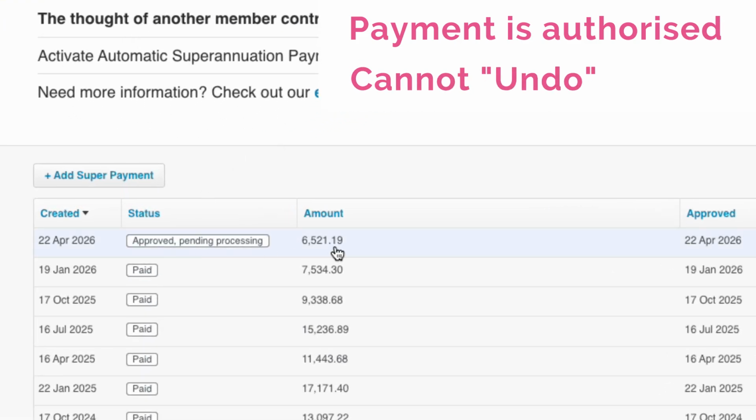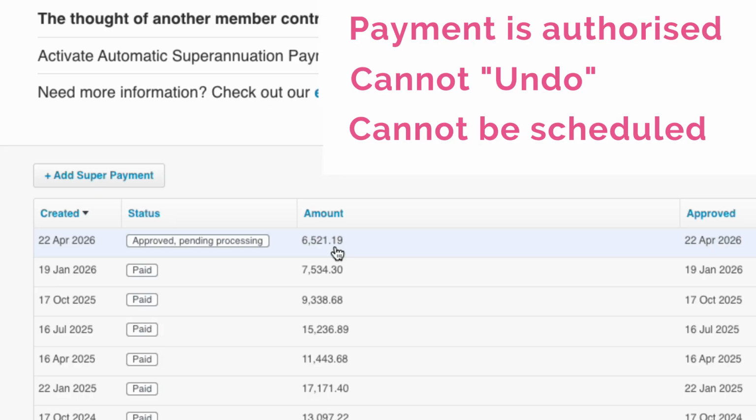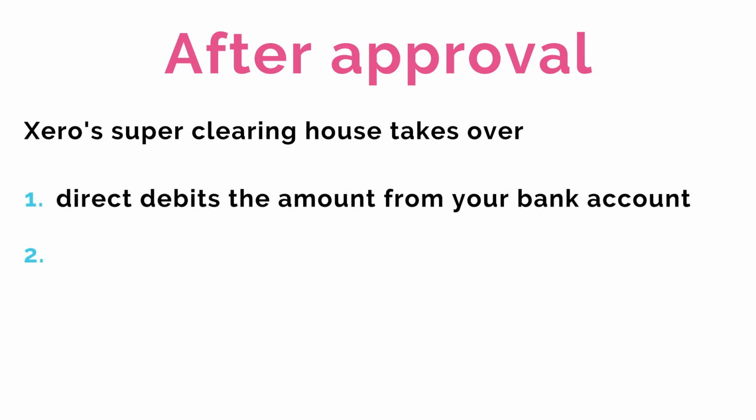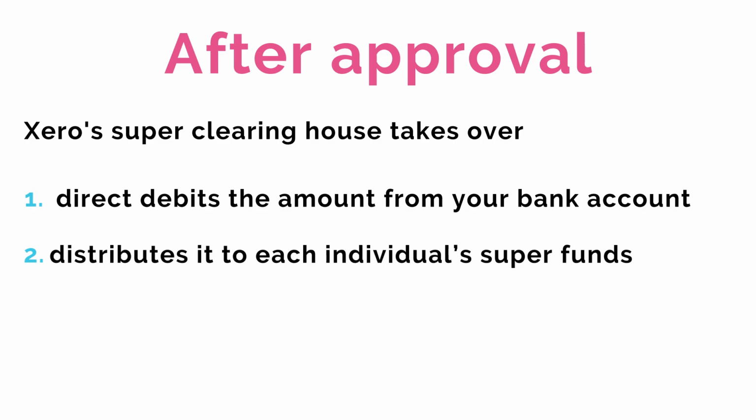One thing to be aware of is that superannuation payments cannot be scheduled in Xero. You can't set them to process on a future date. The moment your authorizer approves the batch, the process starts straight away. Also make sure your bank account has enough funds available before you authorize to prevent the direct debit from bouncing back. After approval, Xero Super Clearinghouse takes over. It will automatically direct debit the amount from your nominated bank account and then distribute it to each individual super fund. You can check the status of the payment at any time in the Superannuation tab.